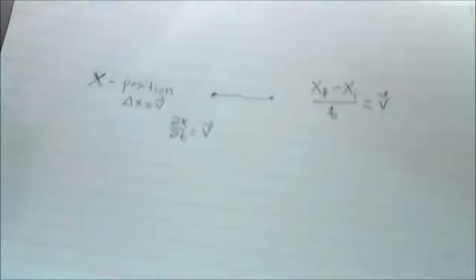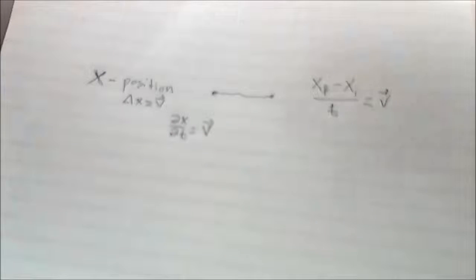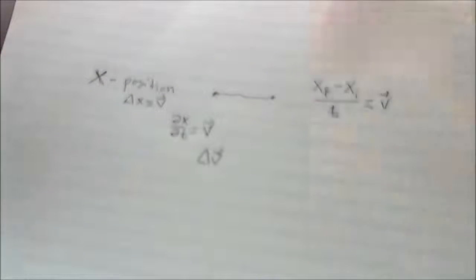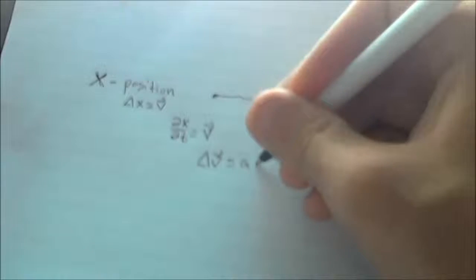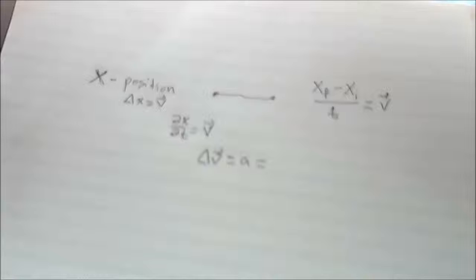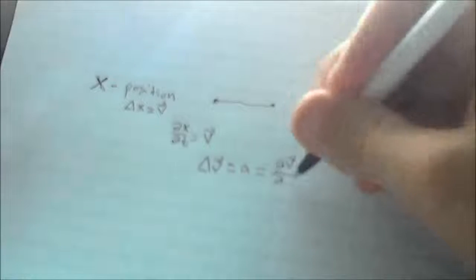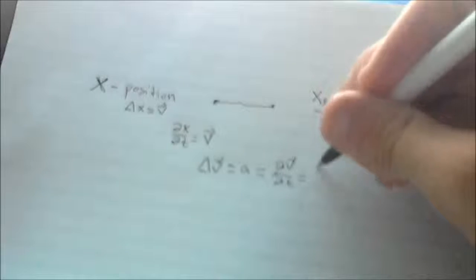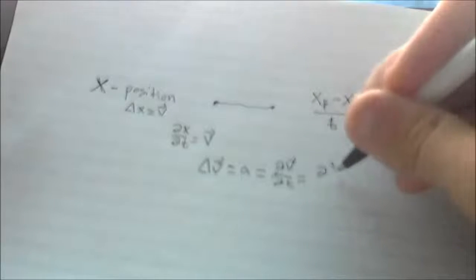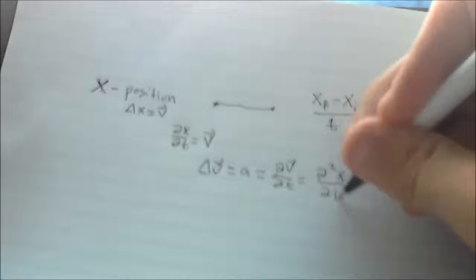So this also means that if we take the derivative of x with respect to time, or this is the partial derivative, but whatever, this is velocity. So that's the first one. Now we have velocity. What happens if we have change in velocity? Well, we already went over this. If the velocity is changing, then we get acceleration, which is equal to a, which is equal to dv/dt, but this is also equal to the second derivative of x with respect to time.